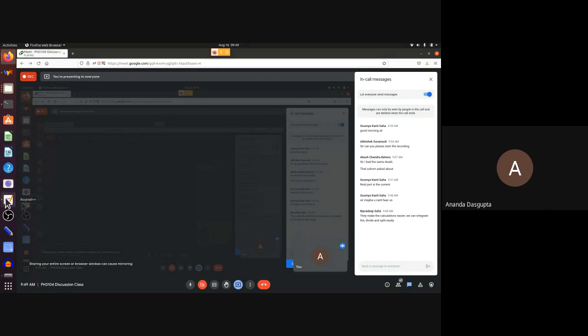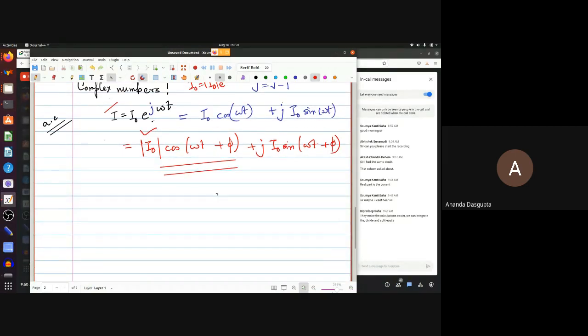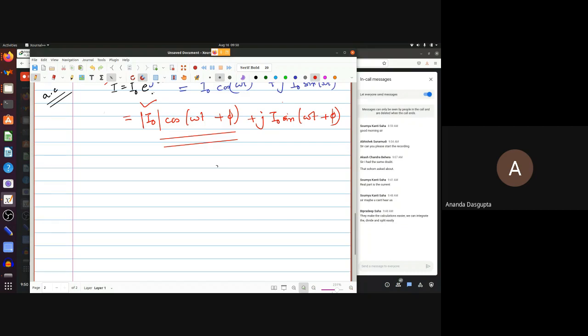So the reason why we use this, as Pradeep has typed out, is that complex functions are much easier to use mathematically, especially e to the power j omega t. The exponential has very nice properties when you divide, multiply, and so on. So this is the real reason why you actually use complex numbers.